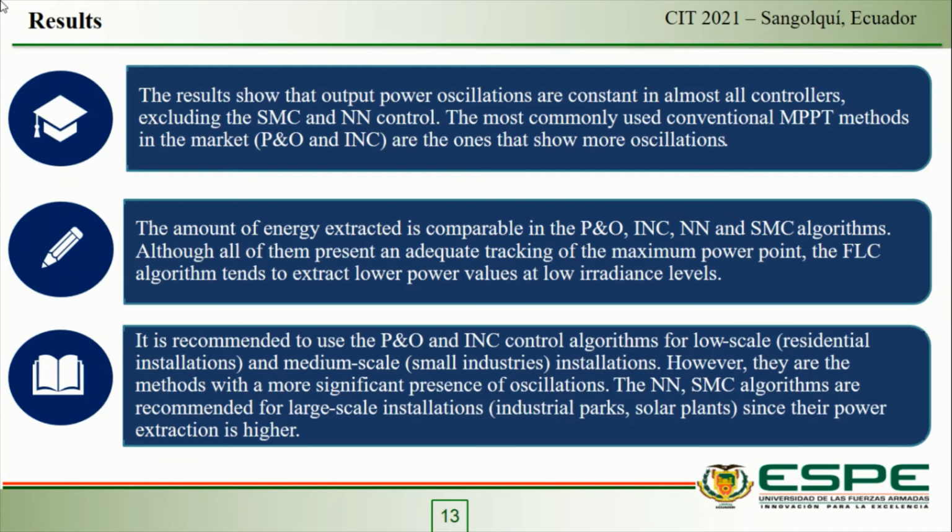The fuzzy logic control algorithm tends to extract lower power values at low irradiance levels. It is recommended to use the perturb and observe and incremental conductance control algorithms for low and medium scale installations. However, they are the methods with a more significant presence of oscillations. The neural network and sliding mode control algorithms are recommended for a large-scale installation, since their power extraction is higher.